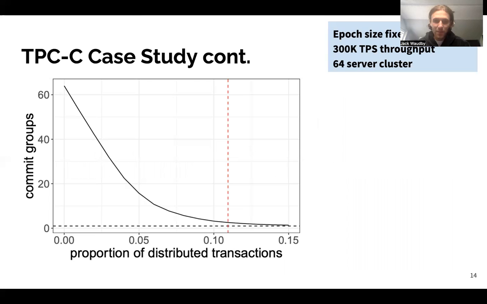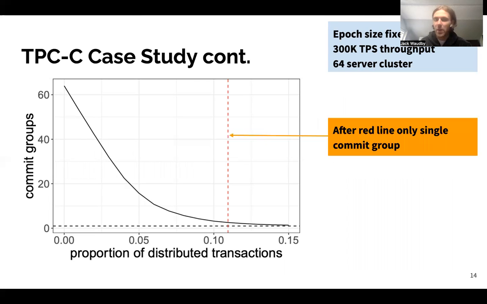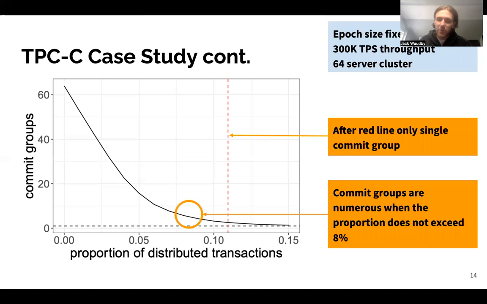The red line here marks the value after which we only have a single commit group. So we end up with just normal commit. There'd be no difference between multi-commit and the original commit protocol. But everything to the left of this line, we're actually getting quite a few commit groups. So when failures do occur, if we had that proportion of distributed transactions, then great, we could probably save some transactions and not have to retry the whole epoch.